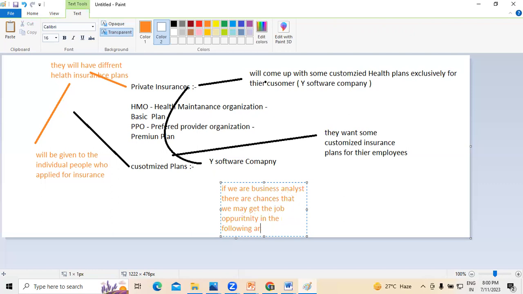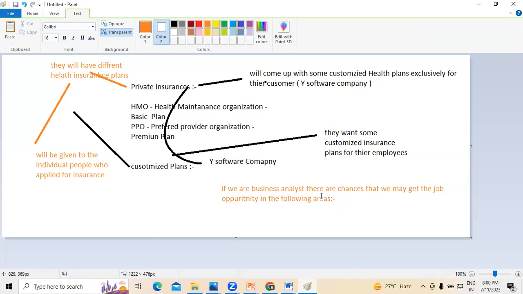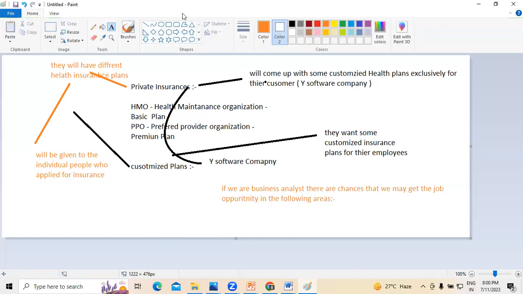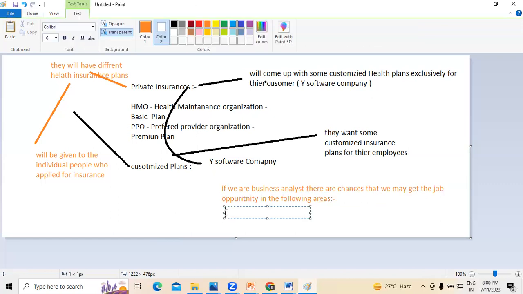In the following areas. So what are those areas? The following areas, nothing but provider, right? So who are providers? The first job opportunity we may get, there is a possibility, provider means healthcare organizations, hospitals, etc. This is point number one.